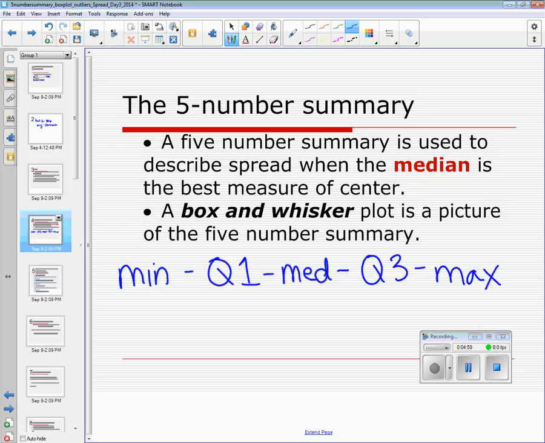If you list those 5 numbers in order, we are to assume that the second one will always be quartile 1. The last one will always be the maximum. So it is going to be important that you put them in order. Okay?